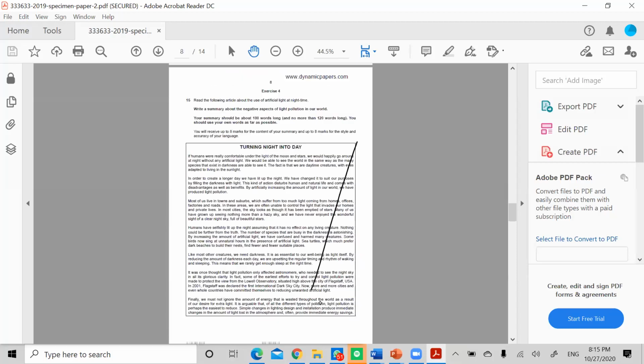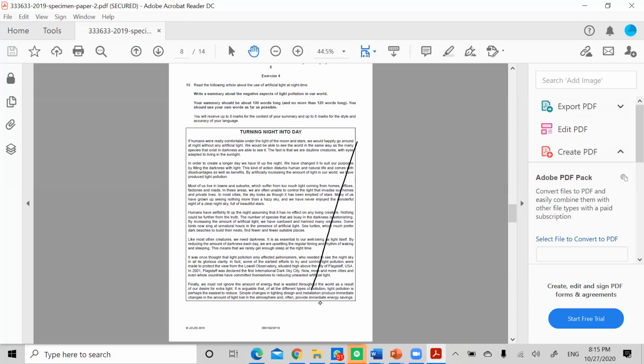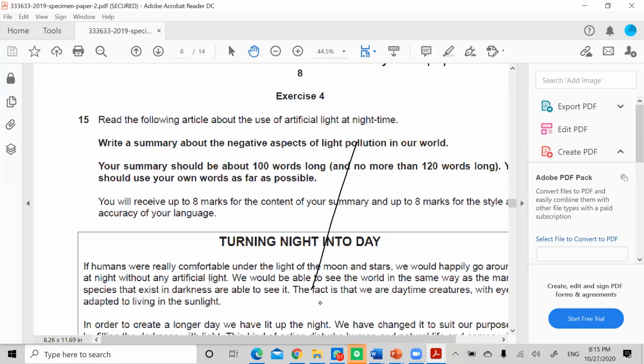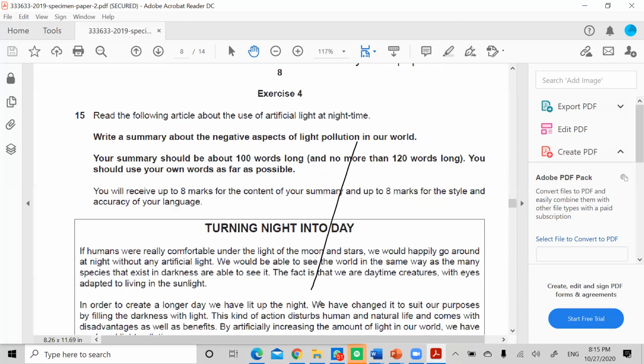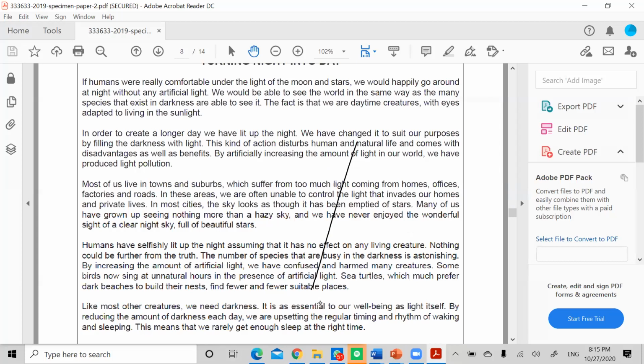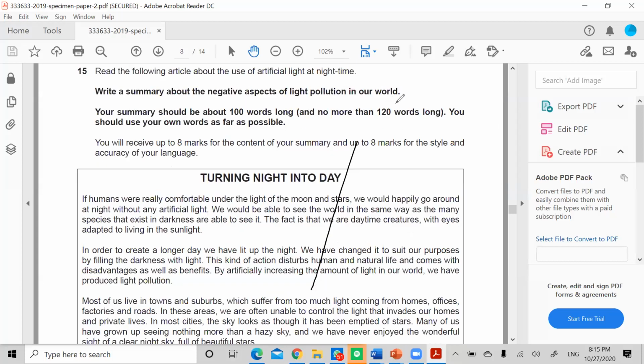This is the beginning of the writing exam. This is the summary in which you're going to have a text, as you see here. You are going to summarize the text according to certain points the examiner needs, and then you're going to write within a word limit. The only difference between the core and the extended is the word limit. For the extended, the word limit is from 100 to 120 words. For the core, it is from 70 to 90 words.